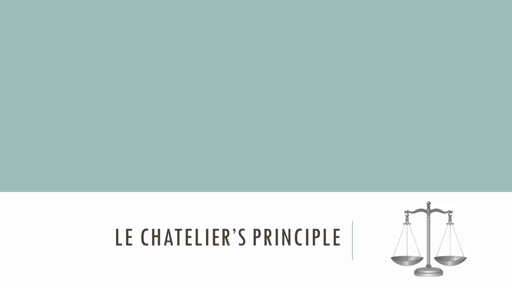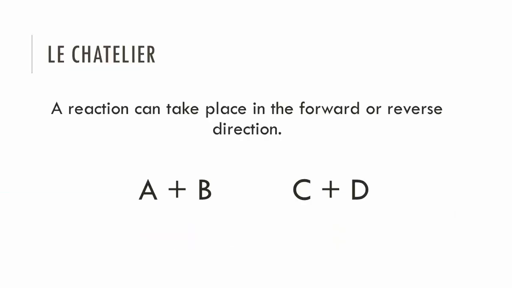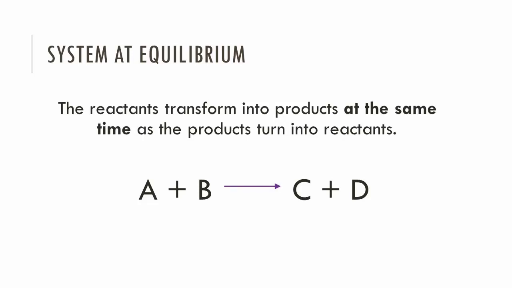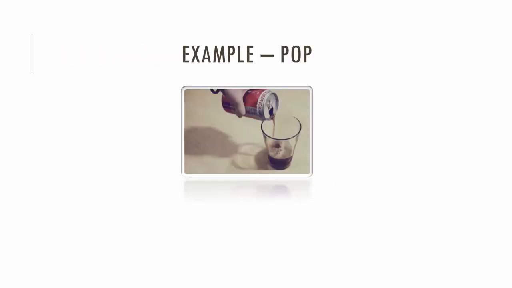Le Chatelier's principle. In chemistry, many reactions can happen in the forward direction as well as the reverse direction. A system at equilibrium is a system where the reactants transform into products at the same rate as the products turn into reactants. A good example that illustrates this concept is a bottle of pop. The bubbles are carbon dioxide gas.